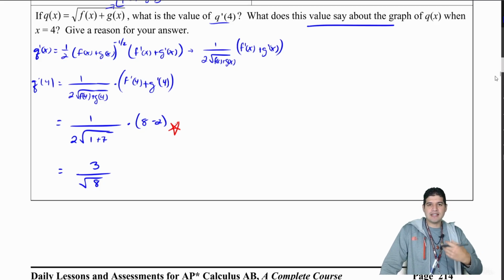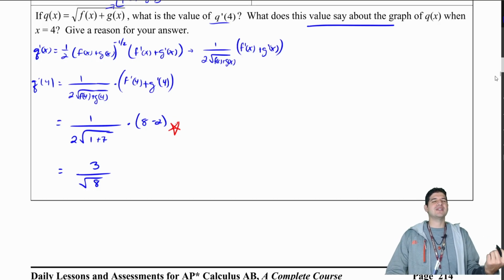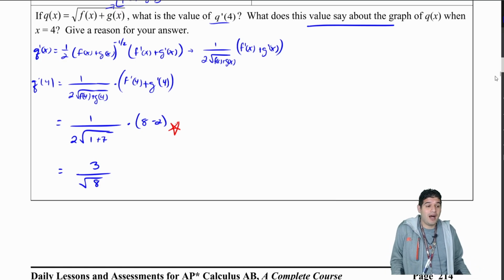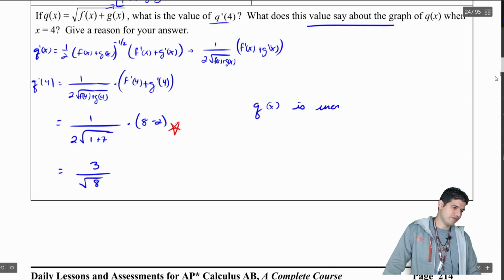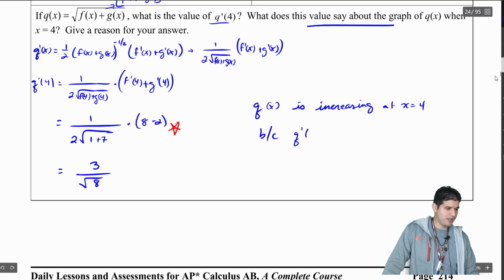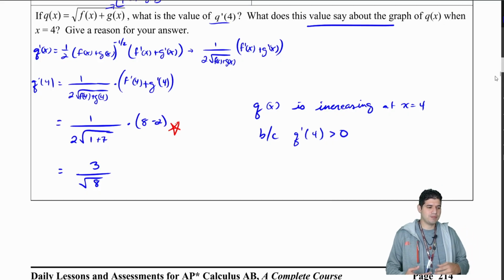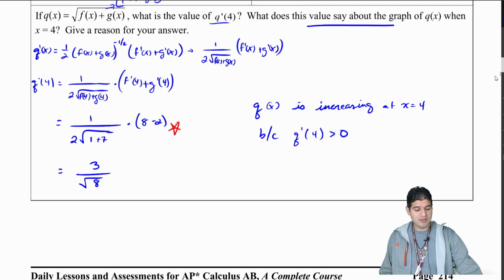Think about whether this is positive or negative. You're looking at it, and it's got a square root. I'm not positive about square roots, but the numerator is positive and the denominator is positive, which means the entire thing is positive. So what does that say? Now we can say q of x is increasing at x equals 4 because q prime of 4 is greater than 0. We don't know the exact value, but we do know it is positive. We do know it's greater than 0. And that's going to be really important.